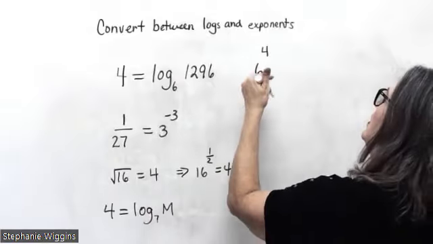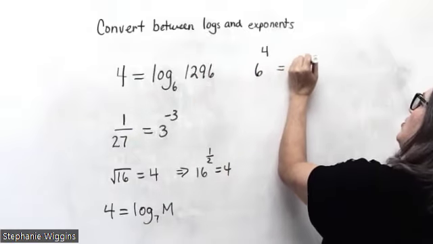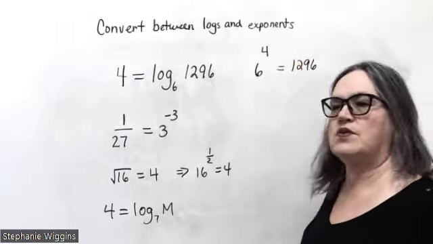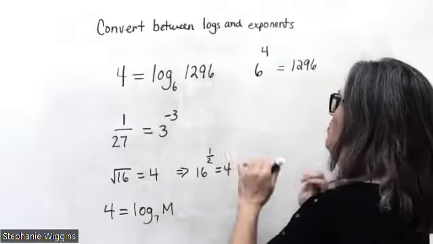And so we have what's left over, which is 1,296. Okay, so this is our exponential and this is our log equation. They both mean the same thing.